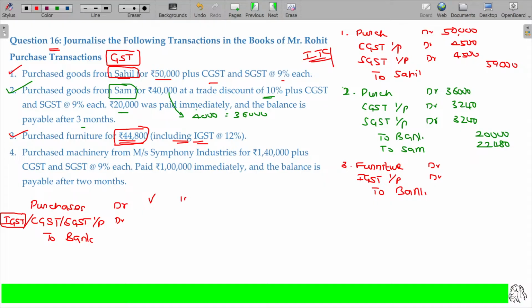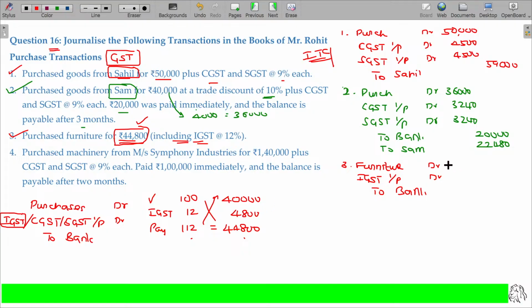Means the value is 100, IGST on this is 12, payable value is 112. Is that clear? This 44,800 is inclusive of this. As the 112 share is 44,800, what should the 100 share be? 44,800 into 100 by 112. Do the cross multiplication. You need to always have calculators. Come on. 40,000 rupees. Actually, without adding the tax, the value is 40,000. 12% on this is 4,800.